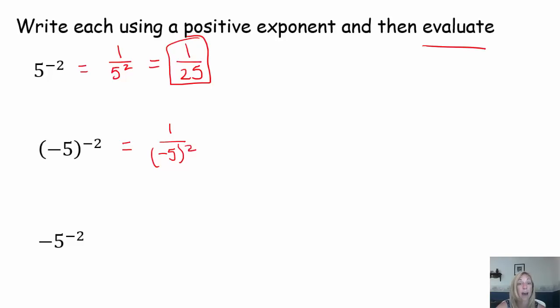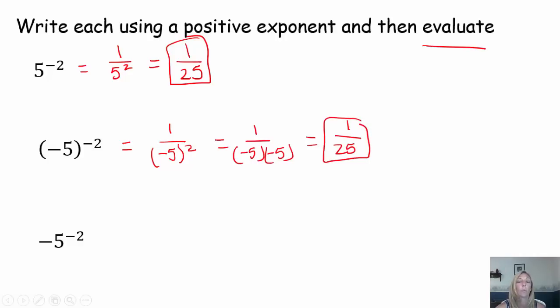That stays with that 5 because it's inside the parentheses. So now I have to rewrite this as 1 over negative 5 times negative 5. And we know a negative times a negative is a positive. So this answer is 1 over 25. Let's look at the next one.